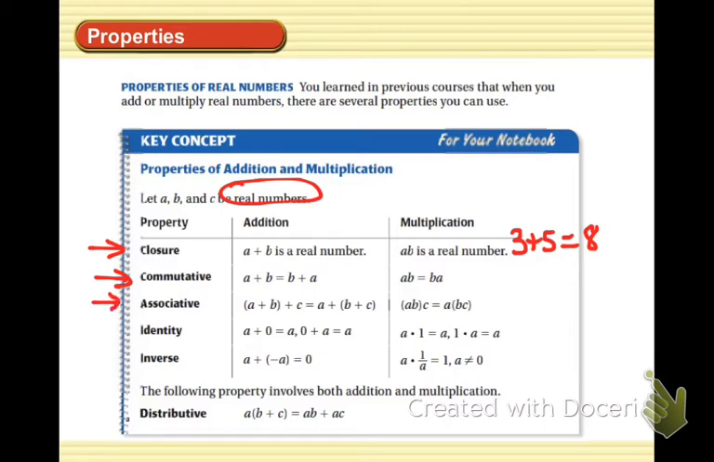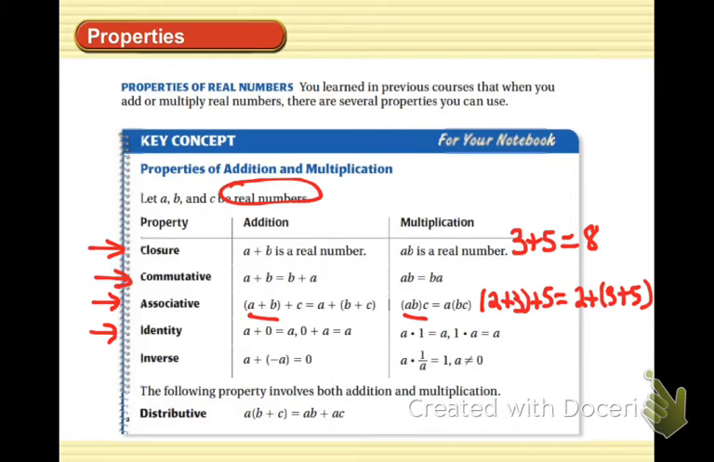Associative property, the grouping symbols just change. So we could have 2 plus 3 plus 5 equals 2 plus, now it's 3 plus 5 in the parentheses. Identity property for addition means if we add a 0, the result is not going to change. And the identity property for multiplication is when we multiply by 1.